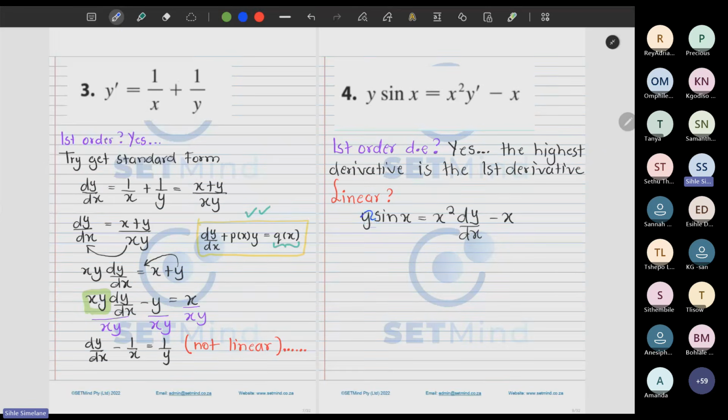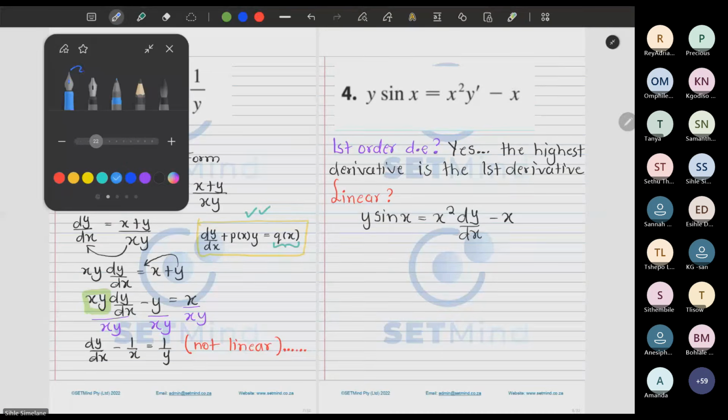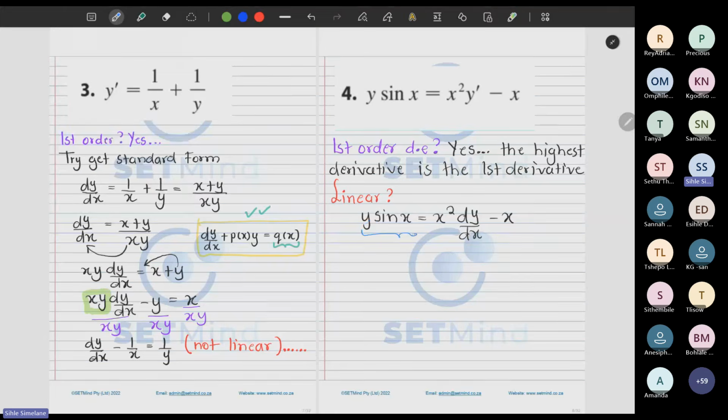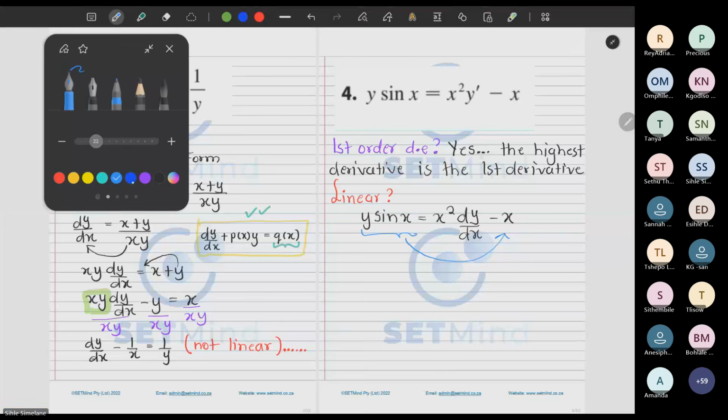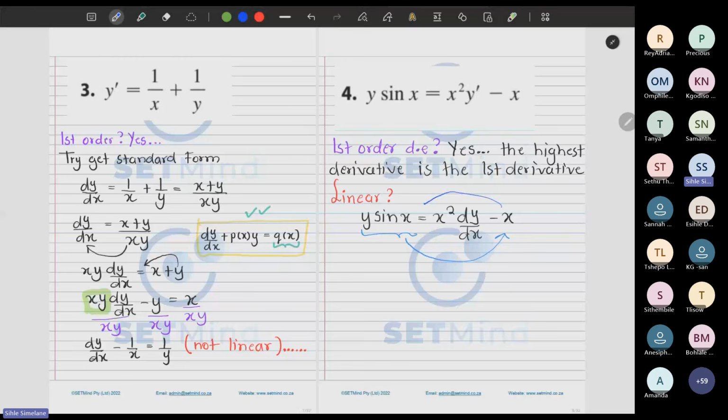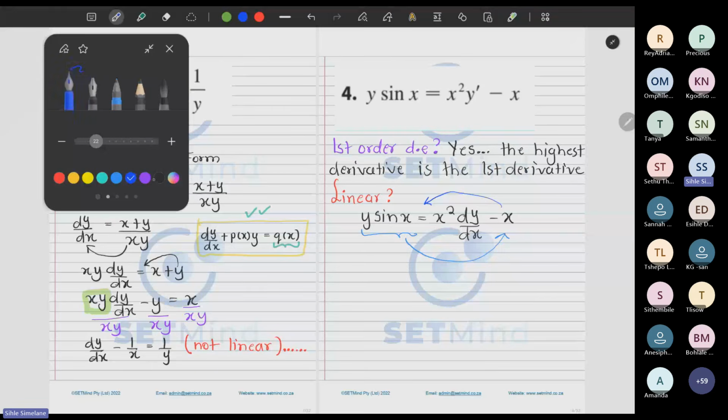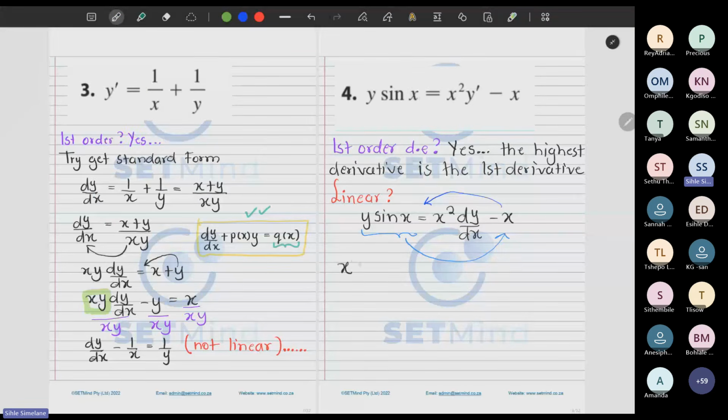So what I'm going to do is to just do some grade 9 maths. I'm going to take this as if I'm taking it this side, okay? And then I'm going to take this as if I'm taking it this side and flip them. What do I mean? Well, I'm going to have x squared dy dx minus sine of x times y, and then equal to positive x.